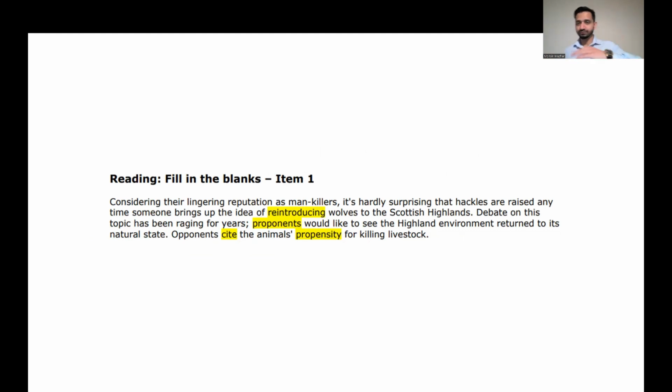Yep, and after you have filled in all the answers, read one more time to see if it all makes sense. So now we're going to read it and see if it all makes sense. Considering their lingering reputation as man-killers, it's hardly surprising that hackles are raised at any time someone brings up the idea of reintroducing wolves to the Scottish Highlands. Debate on this topic has been raging for years. Proponents would like to see the highlands environment return to its natural state. Opponents cite the animal's propensity for killing livestock.